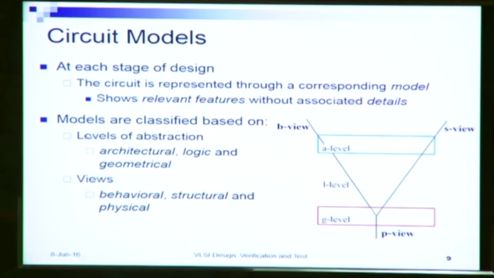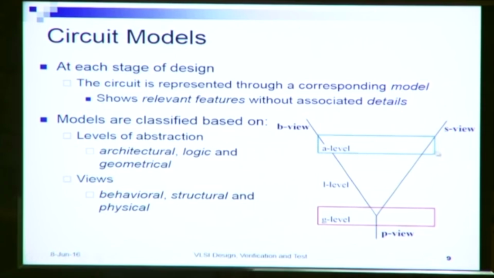So models are classified based on two aspects. Any model at any level will be classified based on two aspects. One is the level of abstraction. I can have three major levels of abstraction: the architectural level abstraction or model, the logic level abstraction or model, and the geometrical level abstraction or model. This figure shows these three levels.